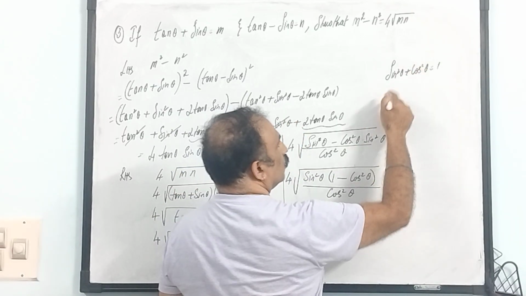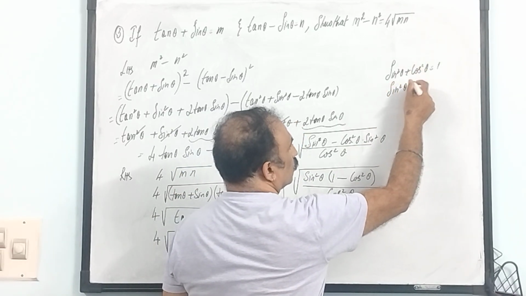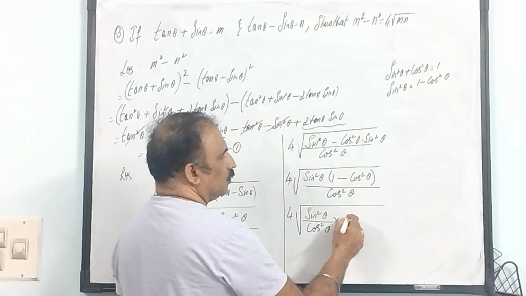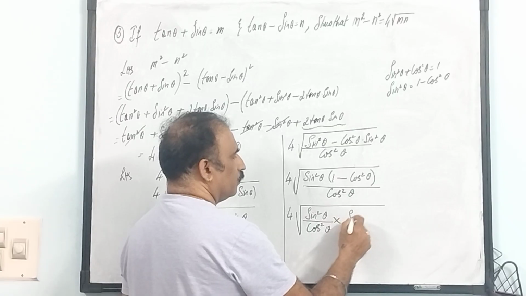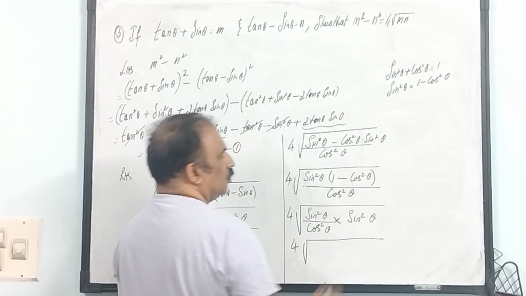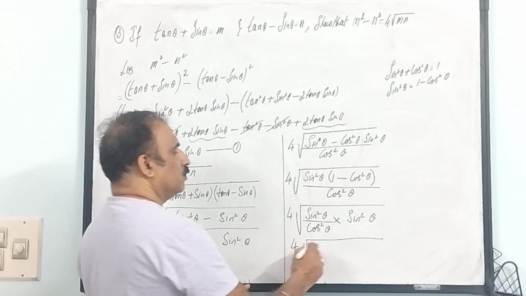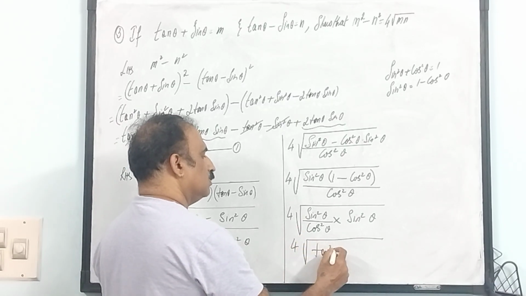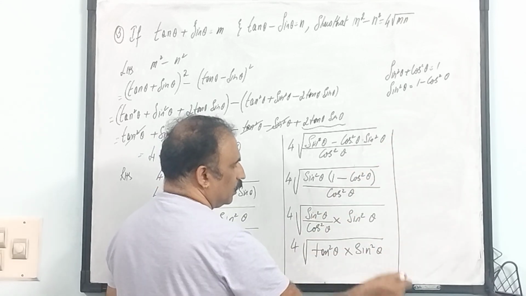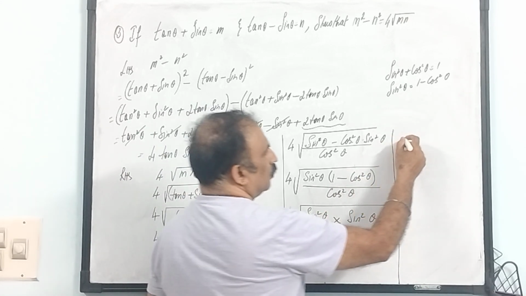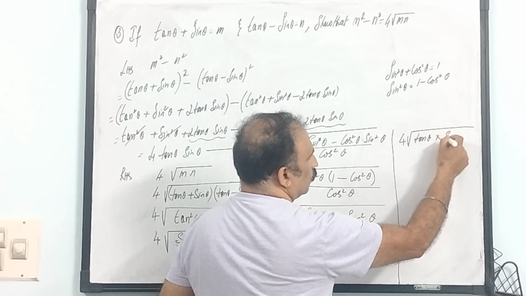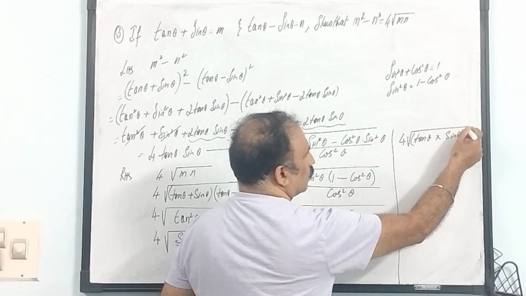Now if I shift this out, sine square theta is going to be equal to 1 minus cos square theta. So 1 minus cos square theta is equal to sine square theta. Further, I want that root sign to be eliminated. So what I do, sine square theta by cos square theta is going to be tan square theta, into sine square theta. Further, both of them have got square. So 4 root of (tan theta into sine theta) whole square it is.